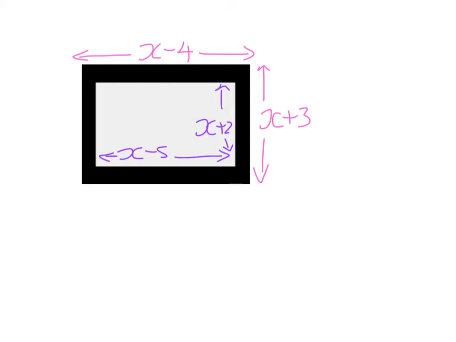In order to do that, the strategy we're going to use is we're going to find the area of the entire large rectangle, and we're going to find the area of the small white rectangle, and we're going to subtract that area from the large area, and we should be left with the area of the black border. So let's get started and find the area of the entire rectangle.